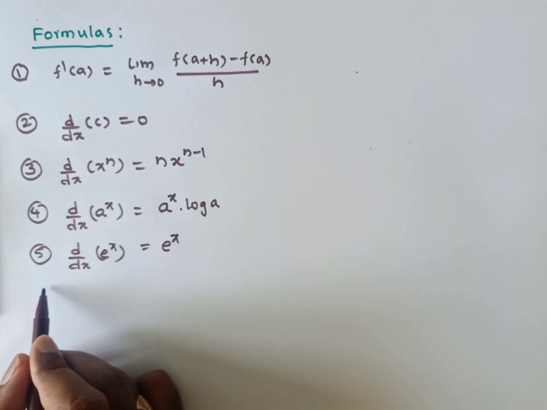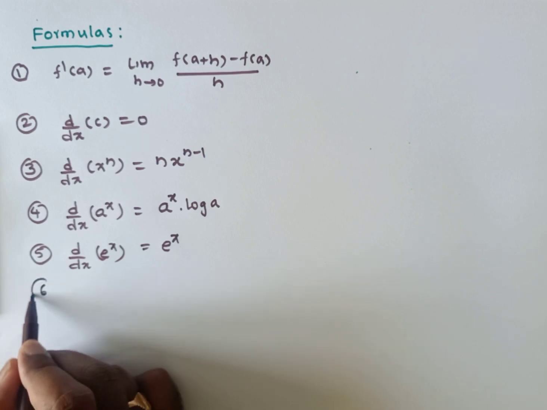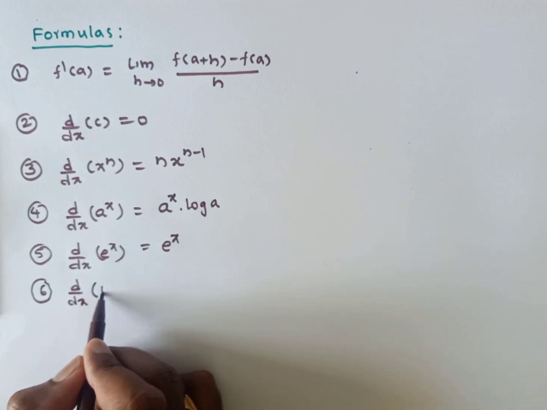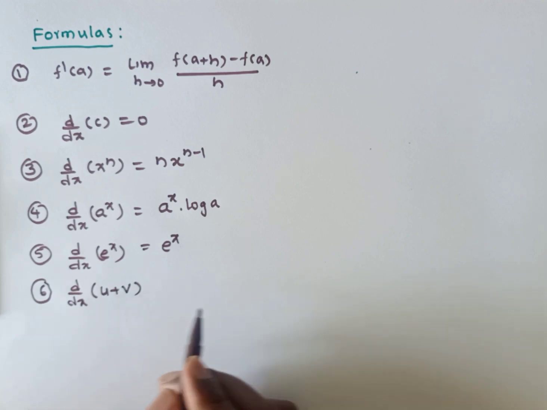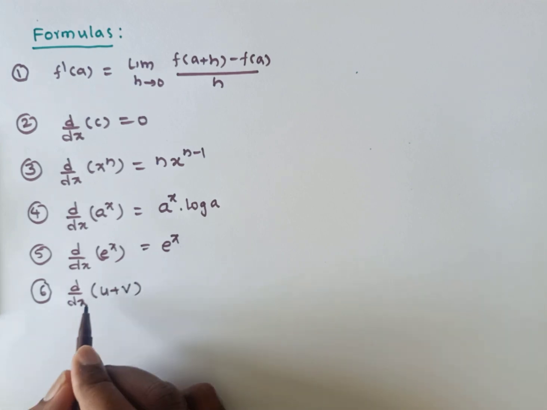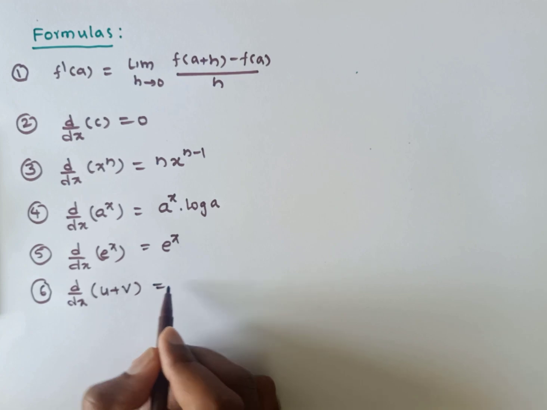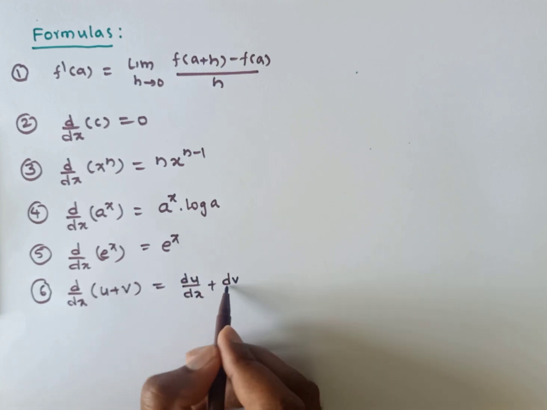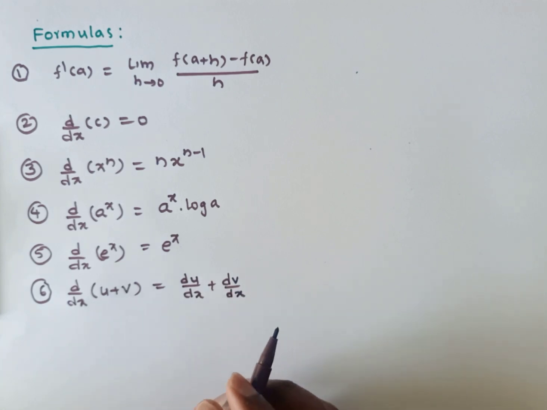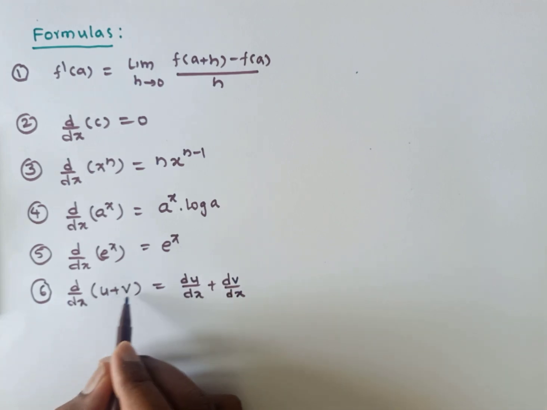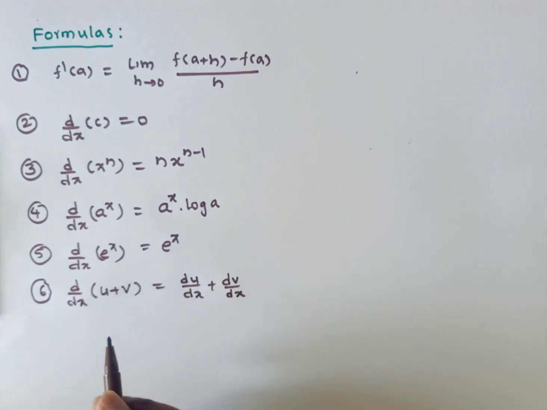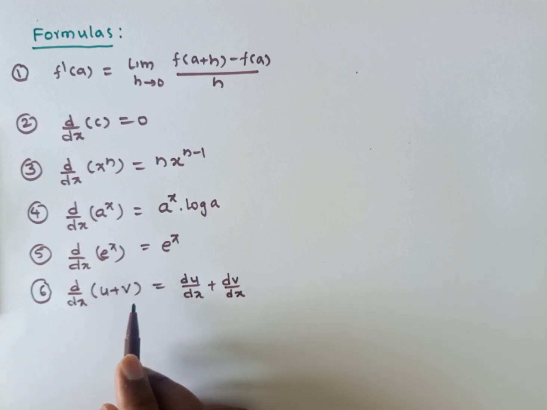Next, sixth one. d by dx of u plus v. u and v are any two differentiable functions in x, then derivative of u plus v is equal to derivative of u plus derivative of v. Clear? And u and v are differentiable functions of x. I am not writing it separately again, we have already proved it, where u and v are two differentiable functions in x, then derivative of u plus v equals this one.